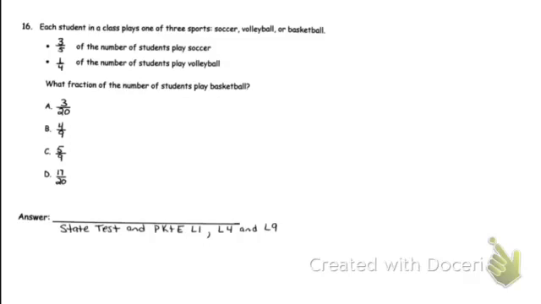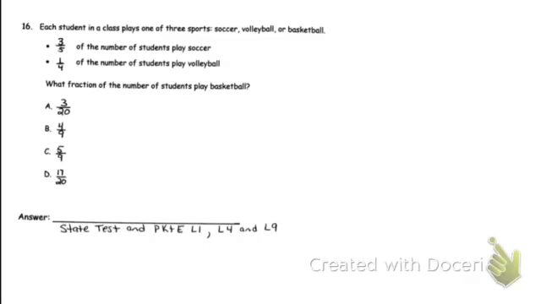Each student in a class plays one of three sports: soccer, volleyball, or basketball. So I'm picturing a class of students. Every student plays a sport. They play only one sport, they don't play more than one. And the sport choices that they play are either soccer, volleyball, or basketball.